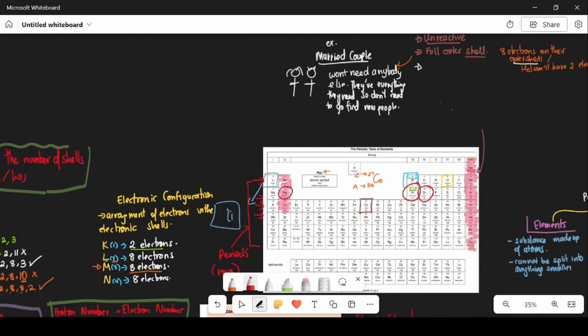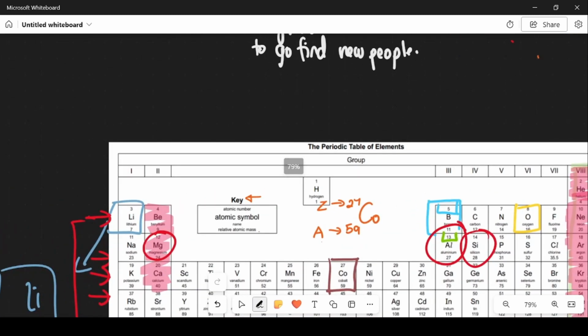No, we can't move this. And then, where do we go? Oh no. Group is already written here. Groups is your column.